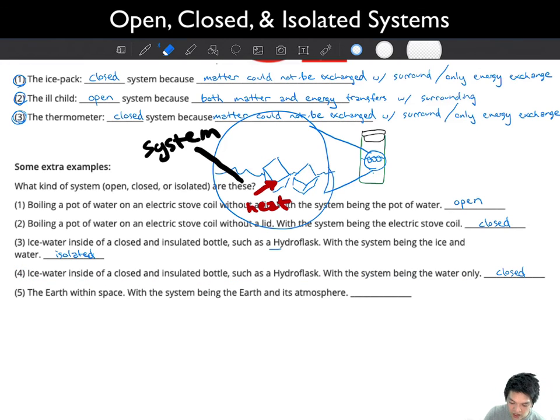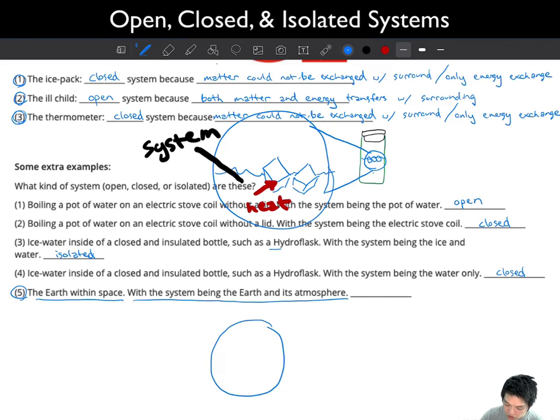Right, the very last one is an interesting one too. Let's look at the very last example. It says the Earth within space, with the system being the Earth and its atmosphere. So let's draw a real quick picture of this. I'm going to draw it on the bottom this time. There's my perfect circle. Here's one of the continents, Africa. I've got Europe, and then Asia. And then there's Russia right there. There's Australia down here. And then there's North America. I can't quite fit South America because it's on the other side of the globe.